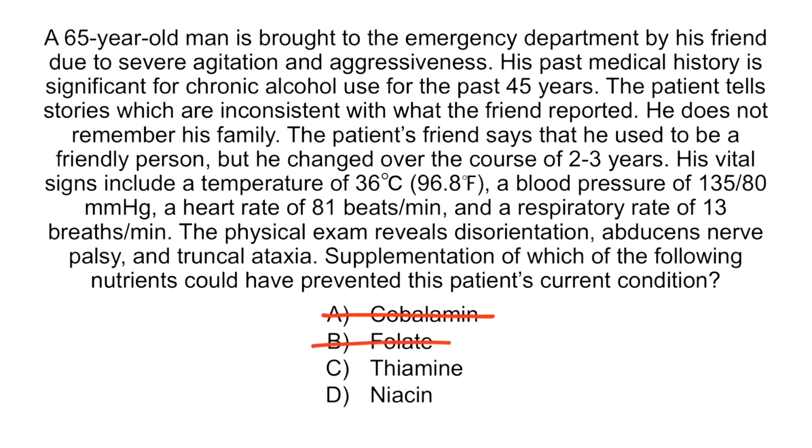Option B, folate, is vitamin B9 deficiency, which results in macrocytic megaloblastic anemia. However, B9 supplementation cannot prevent Wernicke-Korsakoff syndrome. Finally, option D, niacin, is vitamin B3 deficiency, which results in pellagra, with diarrhea, dermatitis, and dementia. Again, niacin supplementation cannot prevent Wernicke-Korsakoff syndrome. And that concludes our lecture on dementia.